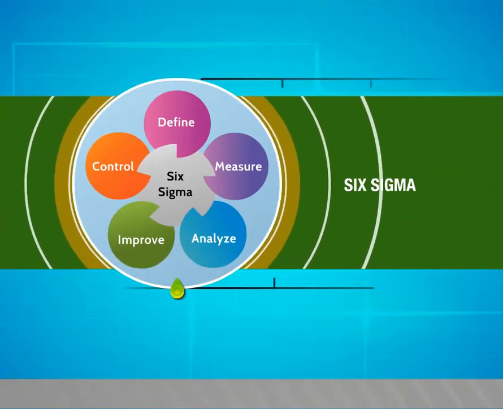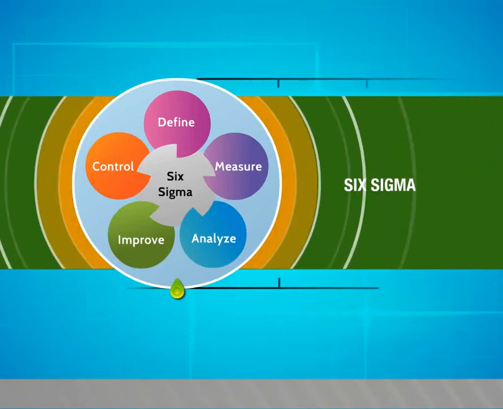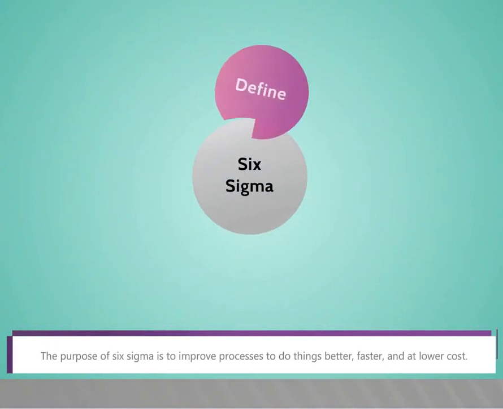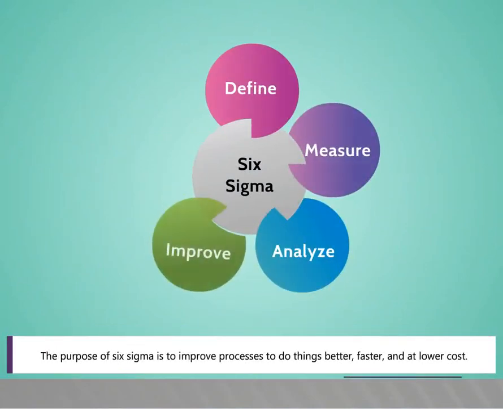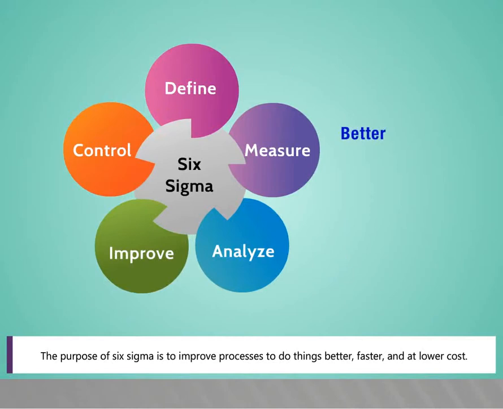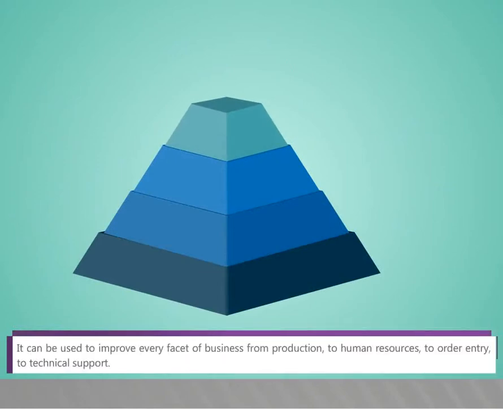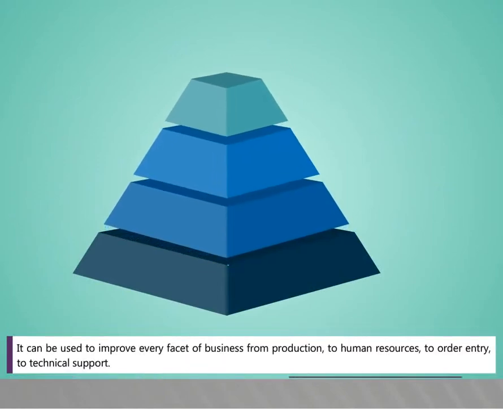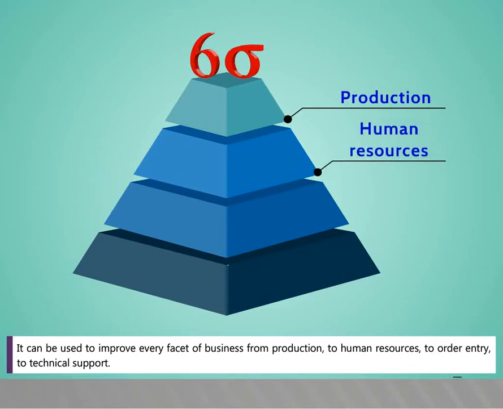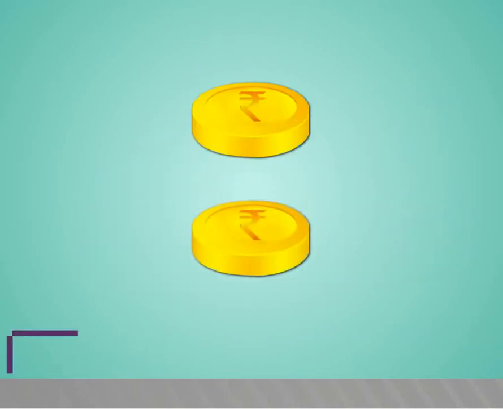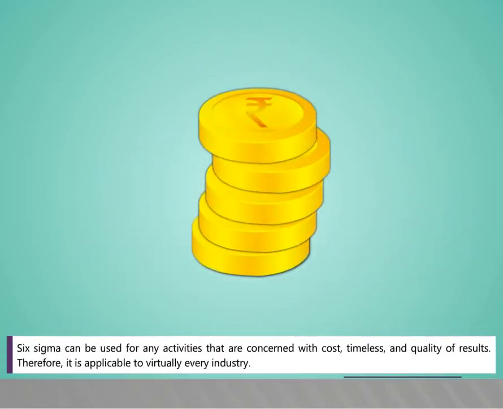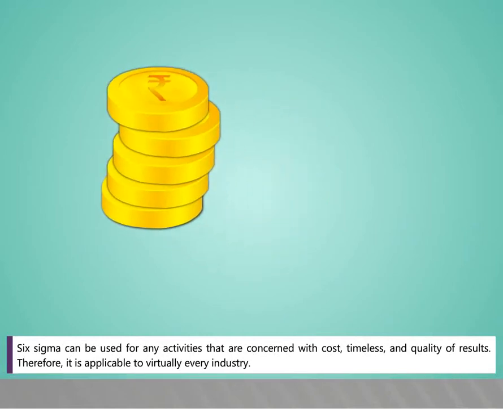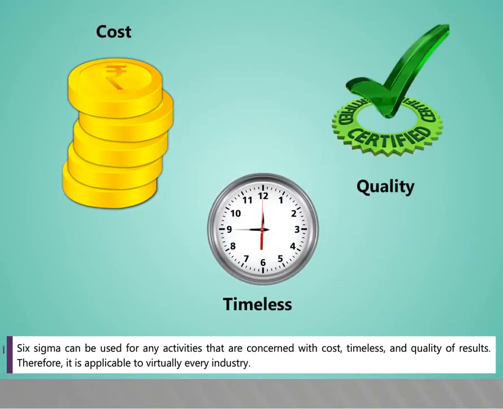Six Sigma. In this video, we are going to see about Six Sigma. The purpose of Six Sigma is to improve processes to do things better, faster, and at lower cost. It can be used to improve every facet of business from production to human resources to order entry to technical support. Six Sigma can be used for any activities that are concerned with cost, timeliness, and quality of results. Therefore, it is applicable to virtually every industry.